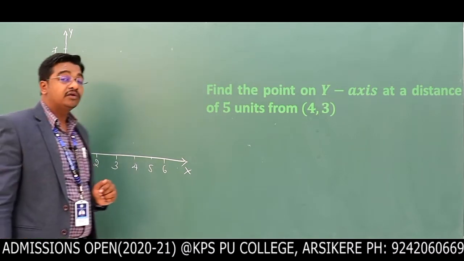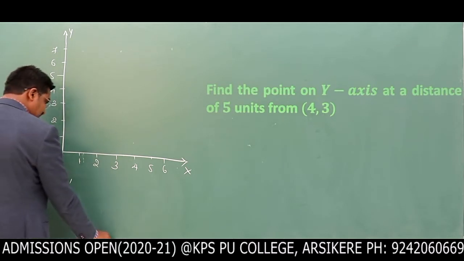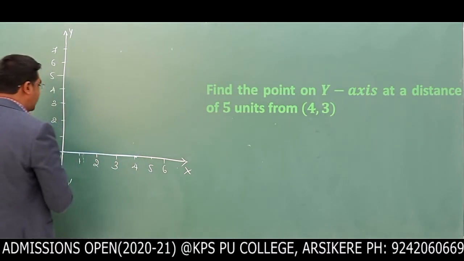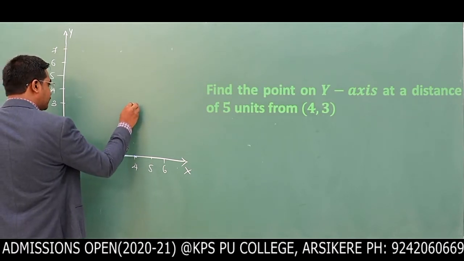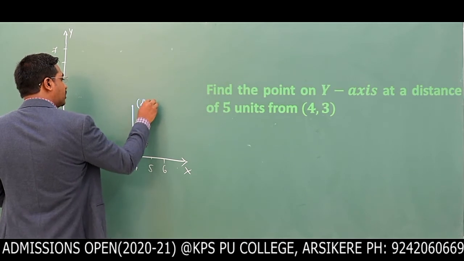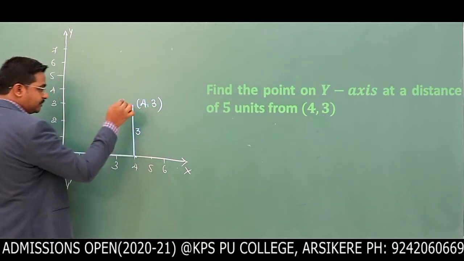First look at the point (4, 3). Start from the origin, move 4 units along the x axis and 3 units parallel to the y axis. Here we have the point. So this point is (4, 3). This distance here is 4 and this is 3.